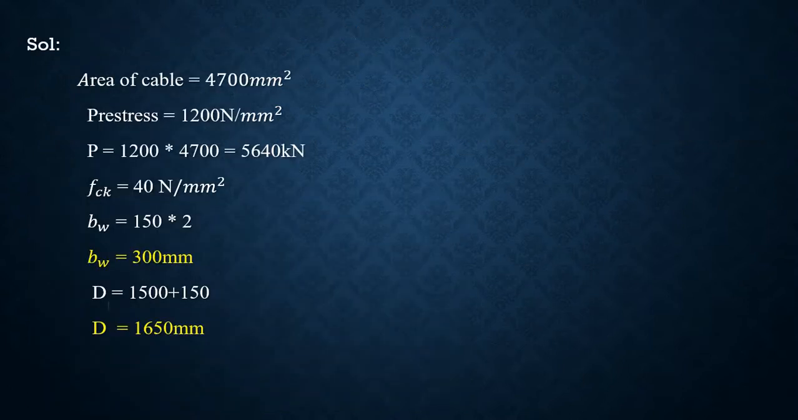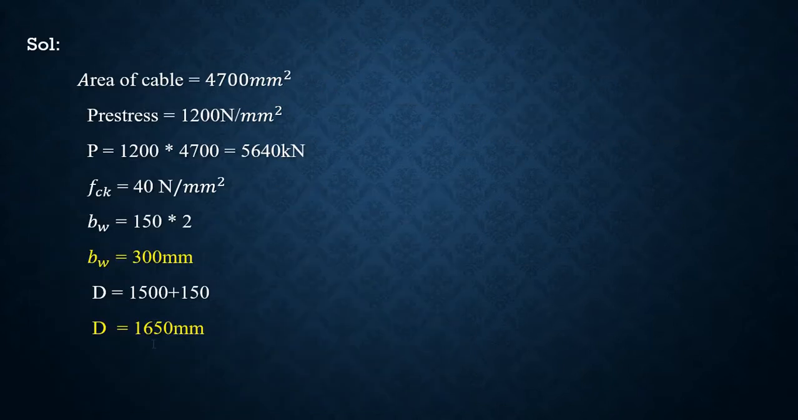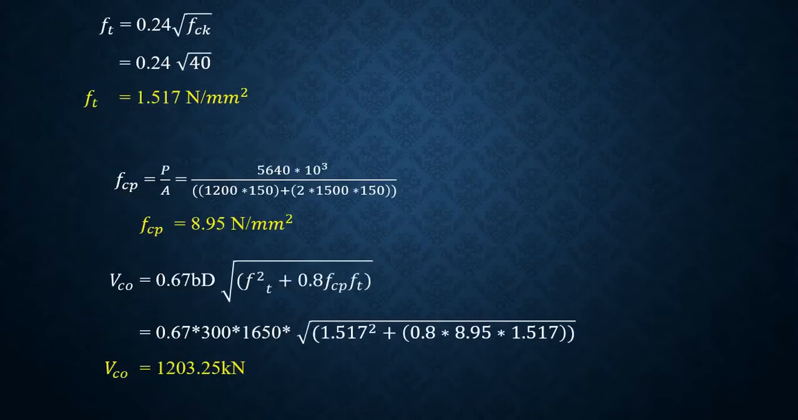Next is overall depth. In the question they had given the depth of the web or rib, but we want overall depth. Complete depth is required. For that 1500 plus 150 will give you D value as 1650 mm. These are the basic data we should be writing.